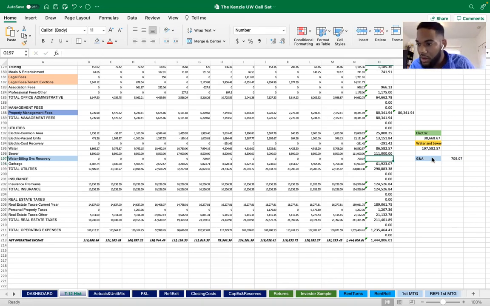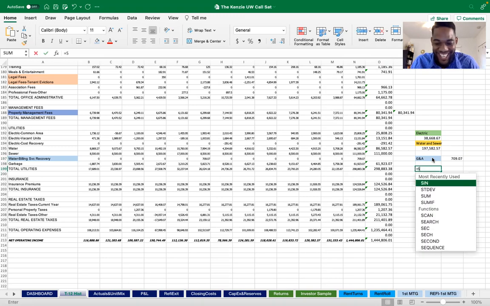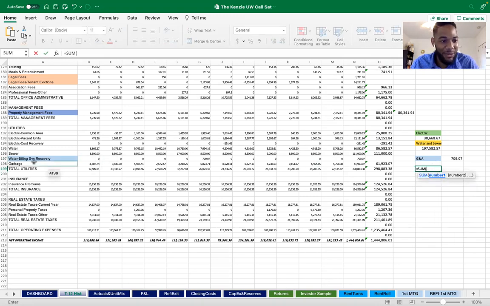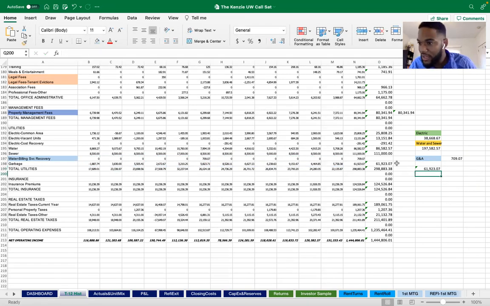All right, guys. So this next line item right here is garbage. Where will we put garbage? 3 points again. Anyone want to guess where we put line item 198? Trash removal. So let's go ahead and do that. So that's 61,923.07.